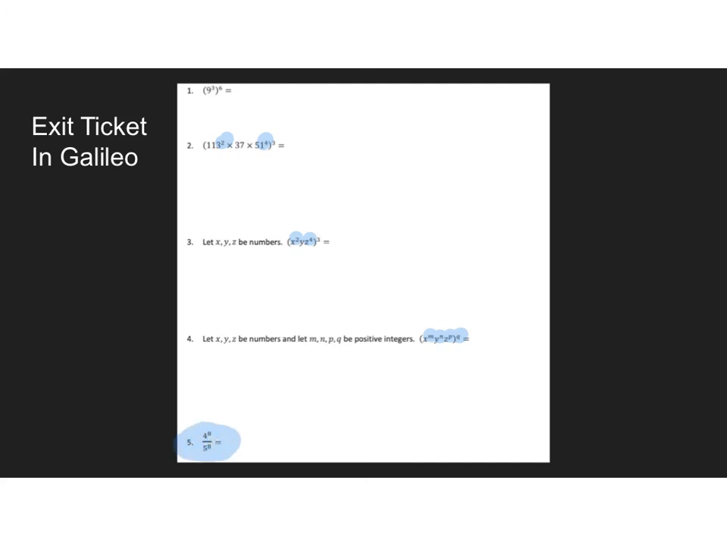This kind of brings us back to our lesson from yesterday, or the day before yesterday, actually. And these are all going to be multiple choice in Galileo, so take your time, show your work. And again, these are in Galileo, so please head over to there and get this done. And then when you're finished, please work on your lesson reflection that's posted in Google Classroom.